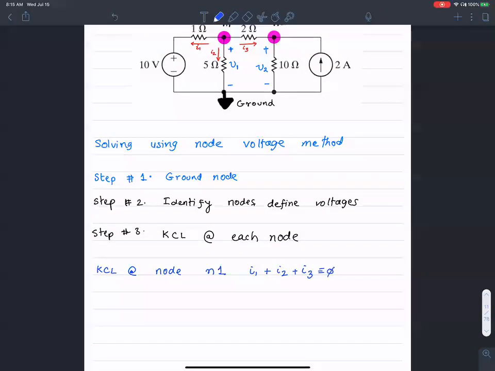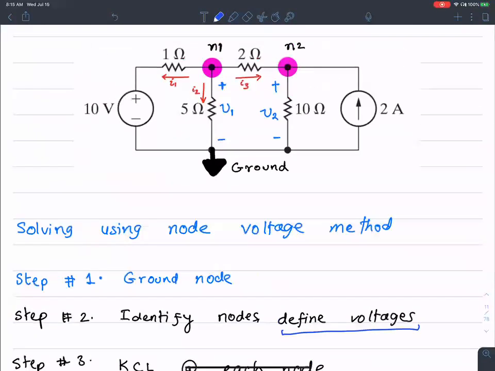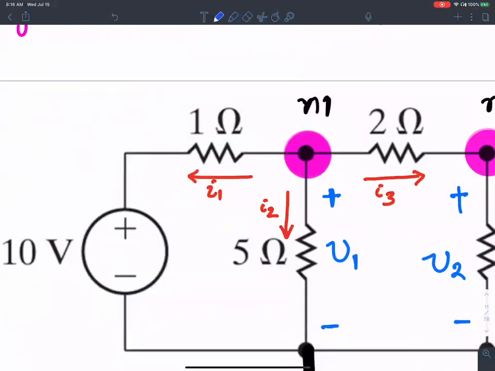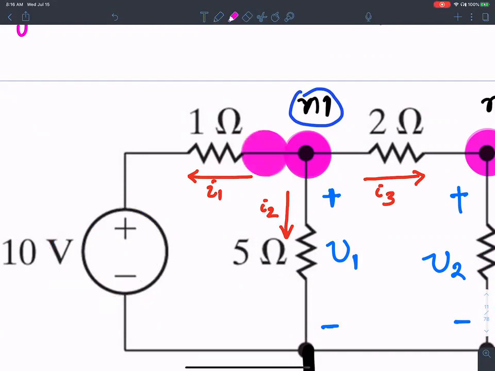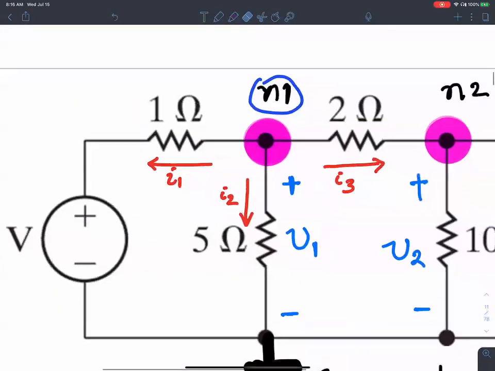Okay, so let's see if we can write these I1, I2, and I3 in terms of the voltages that I defined, V1 and V2. So if you look at I1, what is I1? Using Ohm's law, that's the voltage at node N1 minus the voltage on the left-hand side. In other words, the voltage on the right of that resistor minus the voltage on the left, by the resistance. V equals I times R. If you want to calculate I, you simply do V over R. So the voltage across this resistor over R.